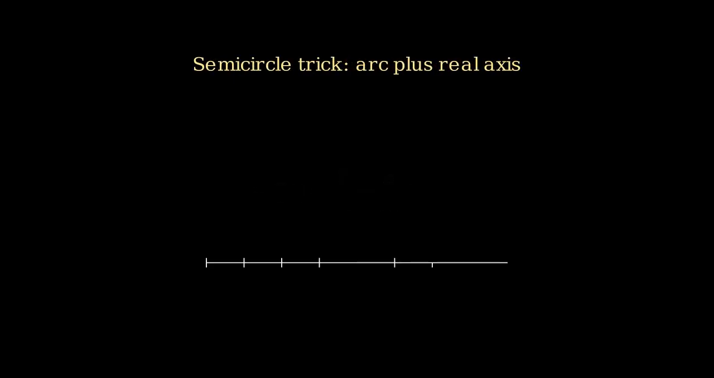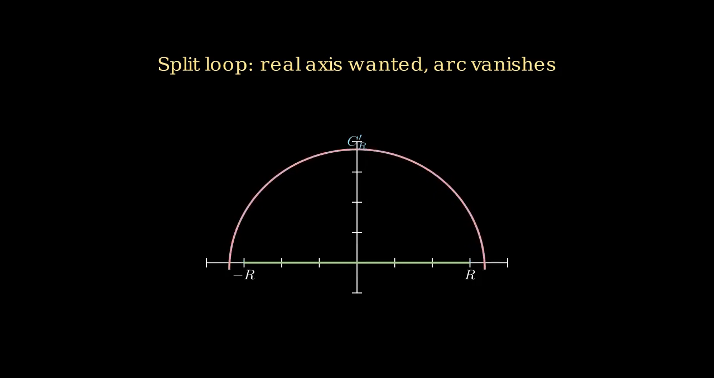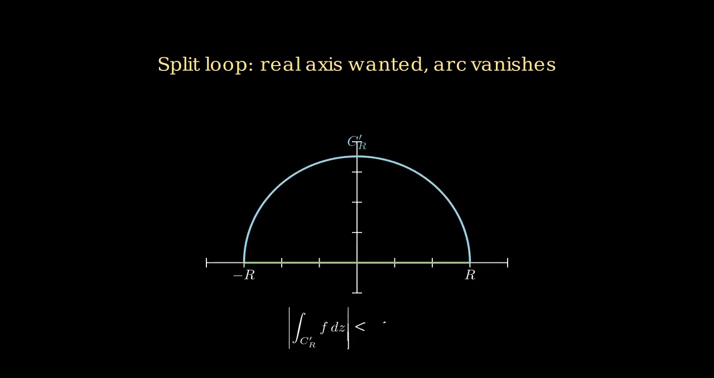Now, separately picture a giant semicircle sitting on the real number line, its curved edge arching up through the complex plane. This is the semicircle trick. Pattern to recognize. Split the closed loop into the straight real axis piece, which is what you actually want, and the curved arc piece, which usually vanishes as the radius grows infinitely large, provable using the ML inequality.